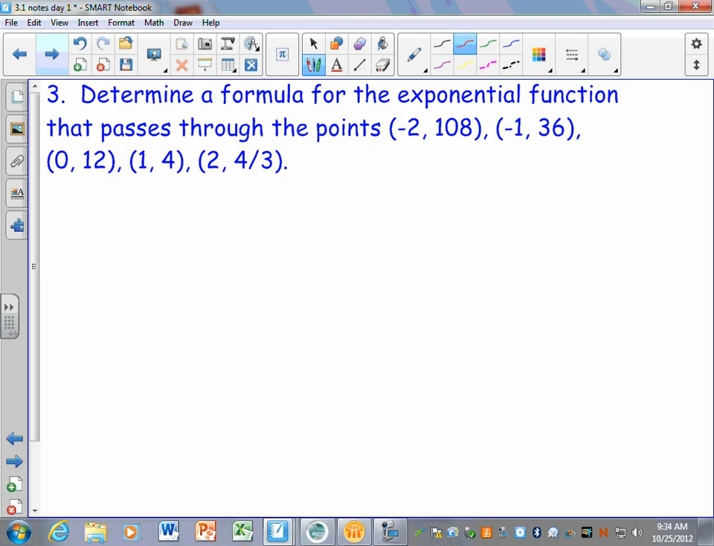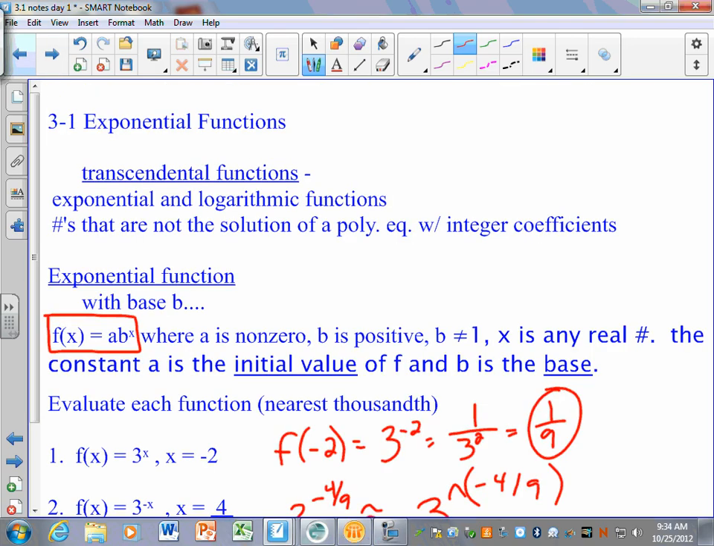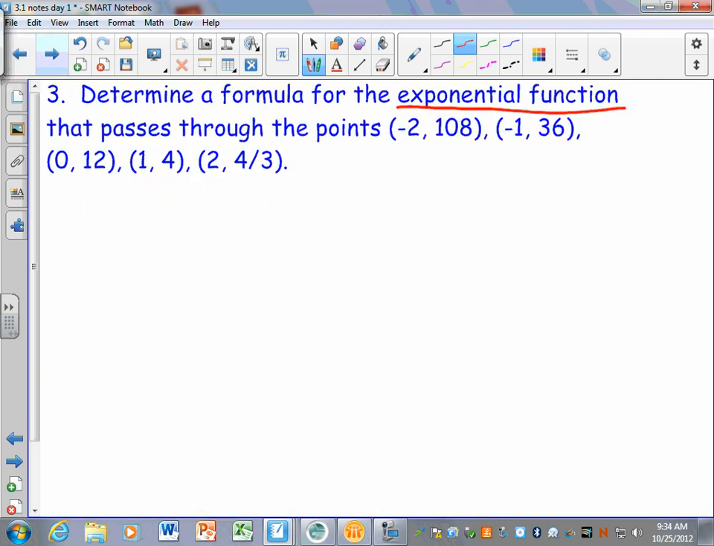Quadratic, we have y equals a times (x minus h) squared plus k. We have to find h and k, and we have to find what a is every time. For an exponential function, we have a formula. Right here, this is your formula that you're trying to write: f of x equals a times b to the x power. So when it says write an exponential function, I'm going to write y, but f of x and y are the same thing. y equals a times b to the x power.